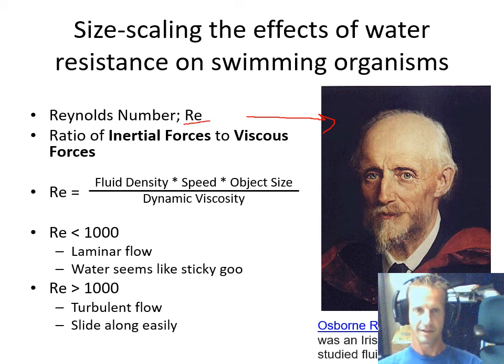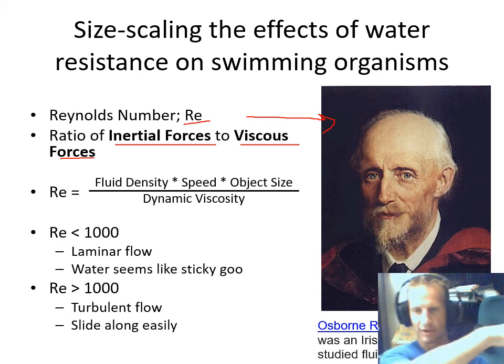They call it the Reynolds number, abbreviated capital R, lowercase e. And it's basically a ratio of inertial forces to viscous forces. So viscous forces are like the thickness of the water and how difficult it is to swim through the water. And the inertial forces are like the momentum and speed of the object that's passing through the water. So if you've got a high ratio of inertial forces to viscous forces, it means that some object is just spearing through the water really smoothly and rapidly.